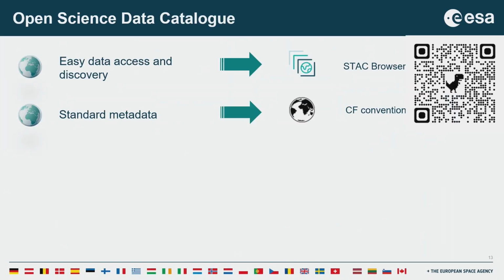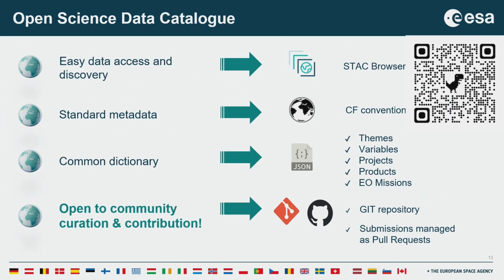The Open Science Data Catalog is where the actual data and metadata is stored, and this is the verification process of the data that gets published from research. Essentially, it's described in STAC. The front end is a STAC browser. We try and use standard metadata to make it as interoperable as possible. So that means CF conventions. It means we use standard data formats that are cloud-friendly, such as Zarr, FlatGeobuf, COGs, and so on. And we make it open to the community. It's all available on Git. If you scan this QR code, it will take you to the website.